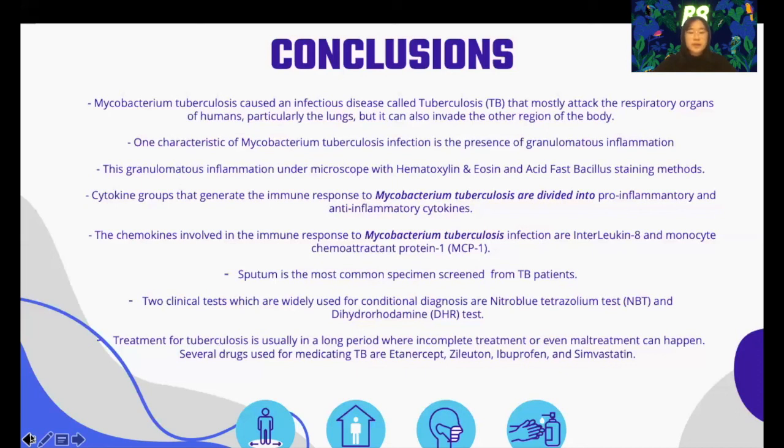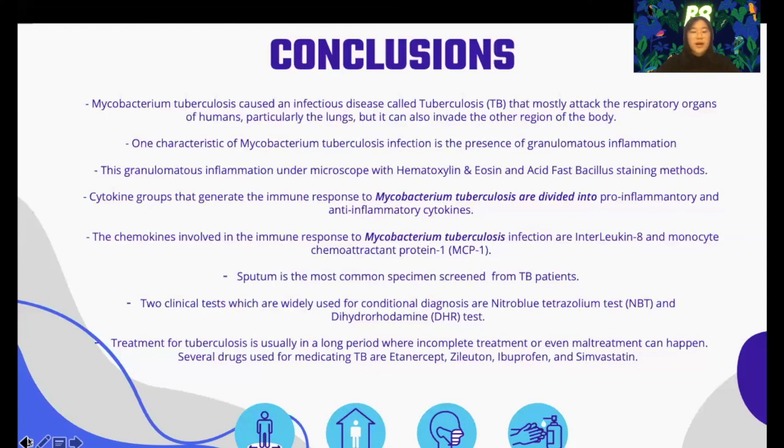incomplete treatment or even maltreatment can happen. Several drugs that are used to delay those side effects or those impacts are etanercept, zileuton, ibuprofen, and simvastatin. That's all about our conclusion for our material.